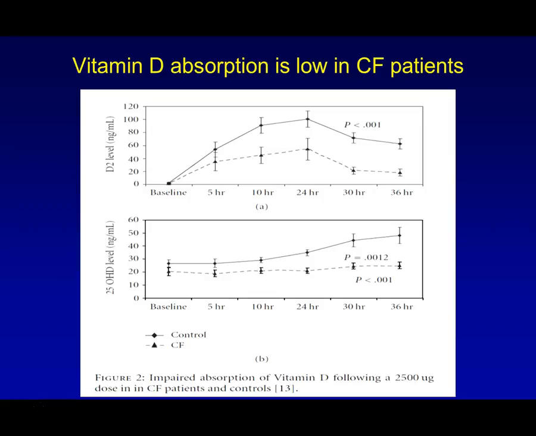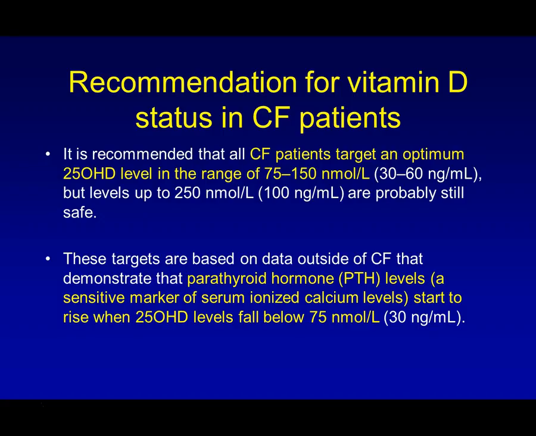In this figure, we see the vitamin D2 level after supplementation, and we see that in CF patients there is impaired absorption of vitamin D, reflected in a lower vitamin D2 level, but also the 25-hydroxyvitamin D. The recommendation for vitamin D status in CF is set at the range of 75 to 150 nanomoles per liter. However, levels up to 250 nanomoles are probably still safe.